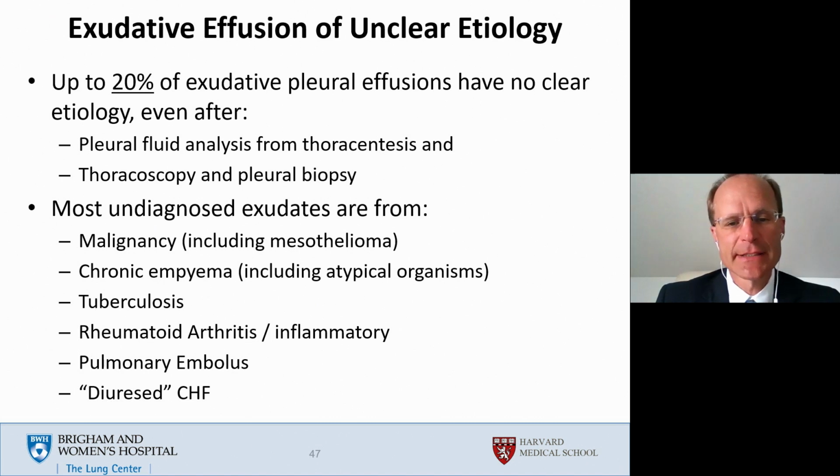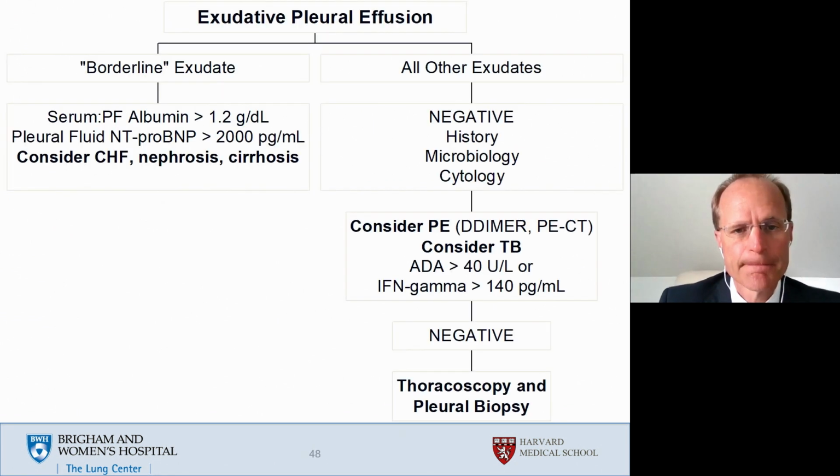So in a case like this, perhaps in a different scenario with a less vulnerable host, 20% of exudative pleural effusions have no clear etiology despite pleural fluid analysis, imaging, and even thoracoscopy and pleural biopsy. Followed longitudinally, most of these pleural effusions end up being malignancy, including mesothelioma or atypical lymphoproliferative disorders, chronic empyema due to atypical organisms, tuberculous pleural effusions, RA, or just simply diuresed heart failure.